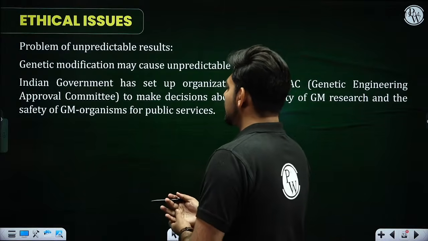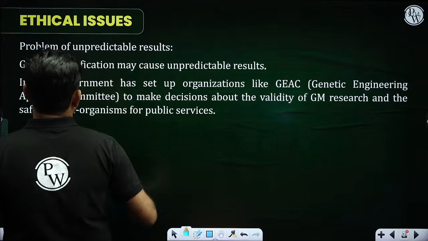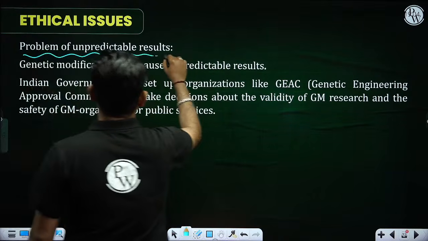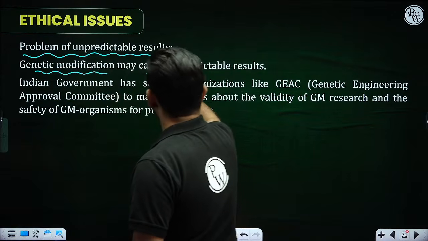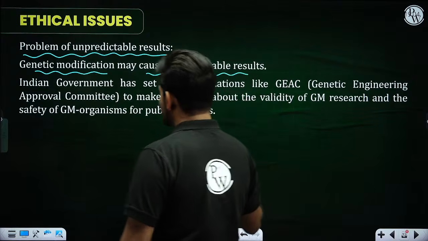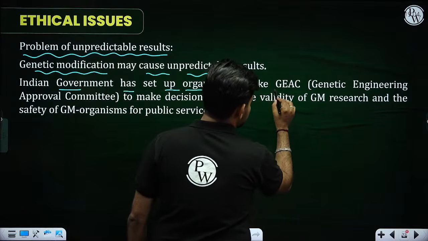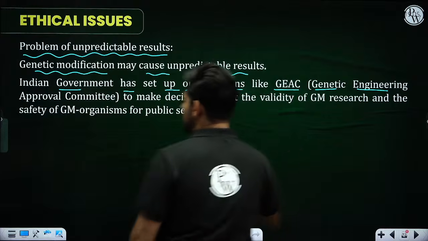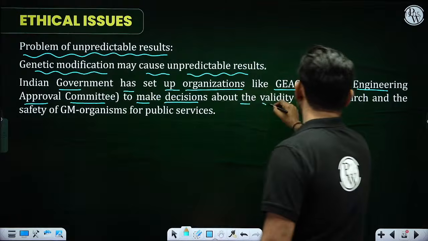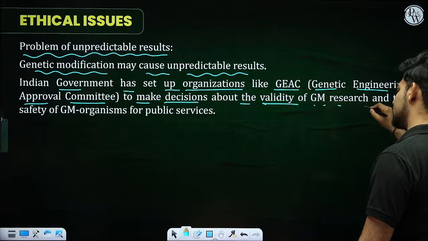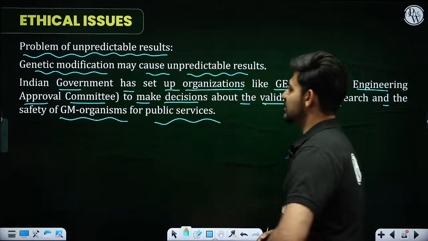Okay. Now we need to talk about some ethical issues. Okay. So, the problem of unpredictable results. First, genetic modification may cause unpredictable results, so the Indian government has set up an organization, GEAC, the Genetic Engineering Approval Committee, to make decisions about the validity of genetically modified research and the safety of GMOs for public service.